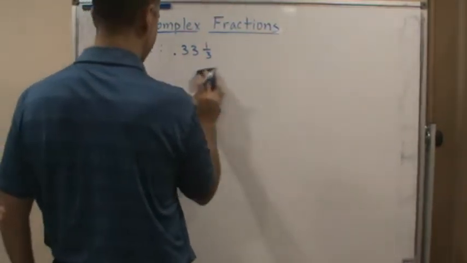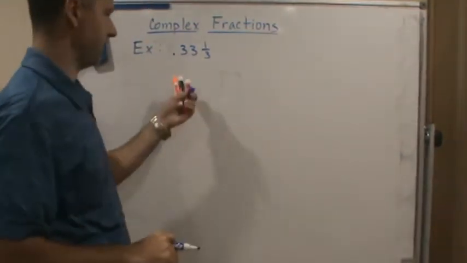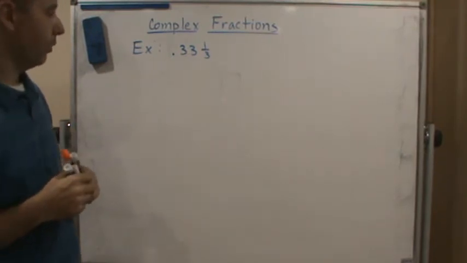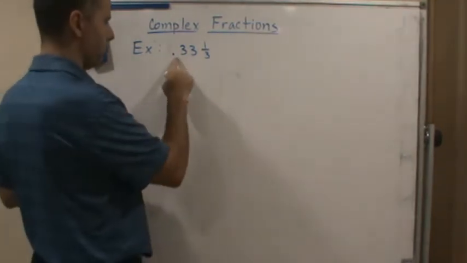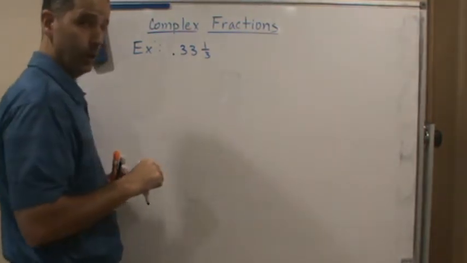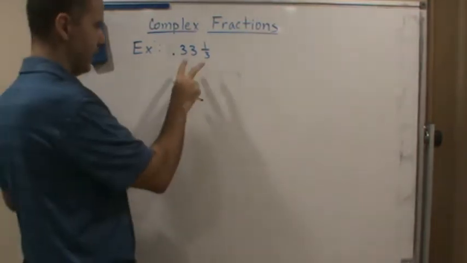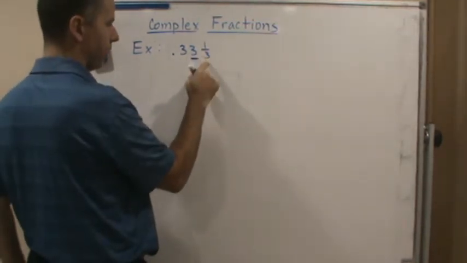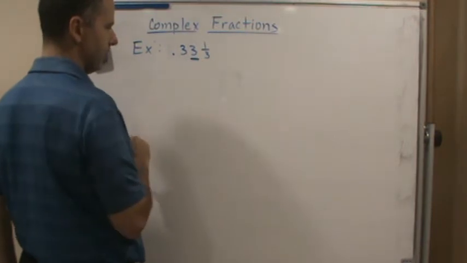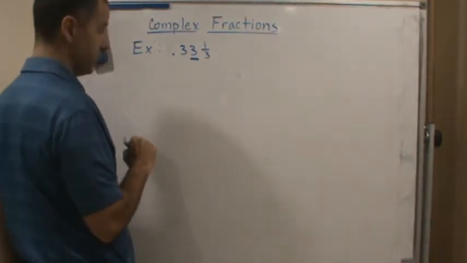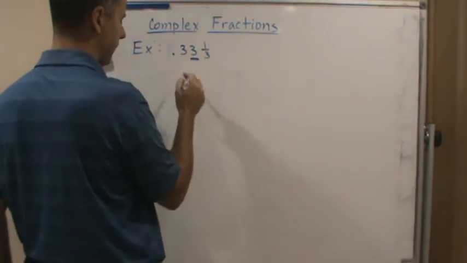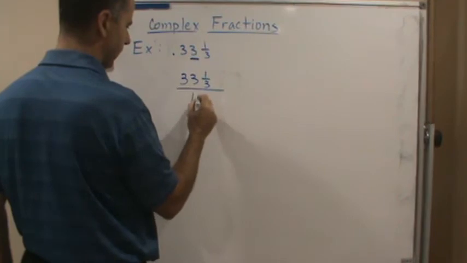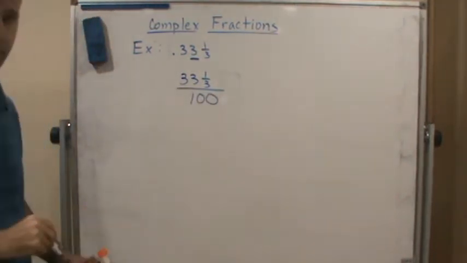But the problem is, in this case, if we want to change this to a fraction, right? Well, what's the first thing we have to do? We have to write this over a power of 10, depending on the place value, okay? So now, since this here, we don't look at the fractional part, but since this here is in the hundredths place, we're going to write this whole thing, 33 1/3 divided by 100. And so now we have a complex fraction.